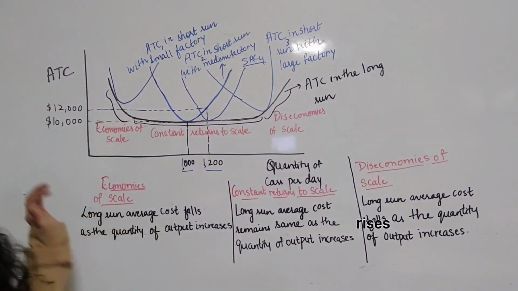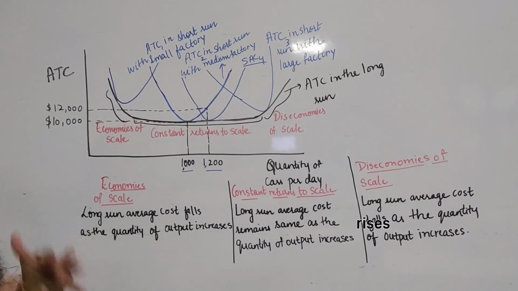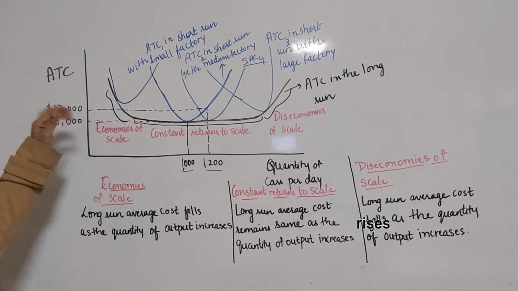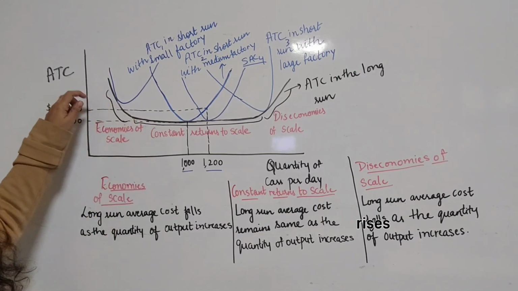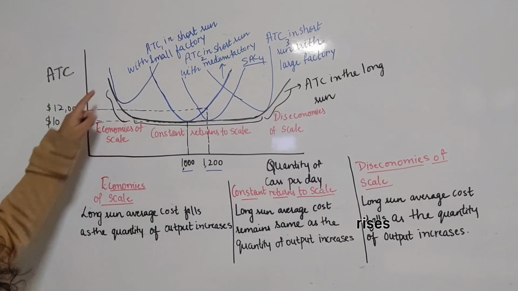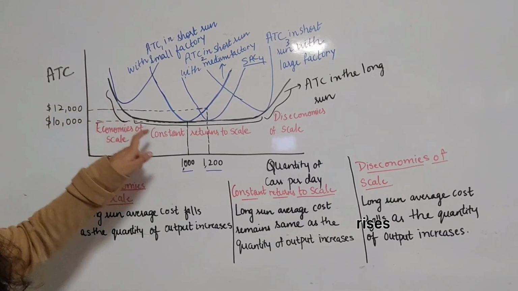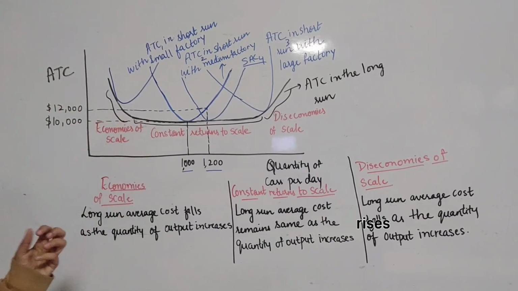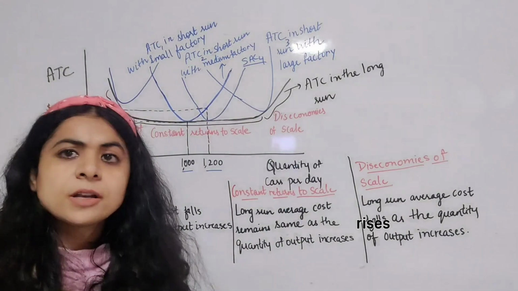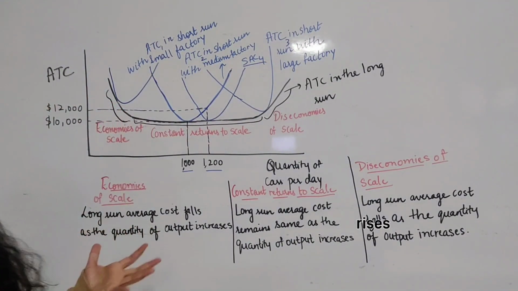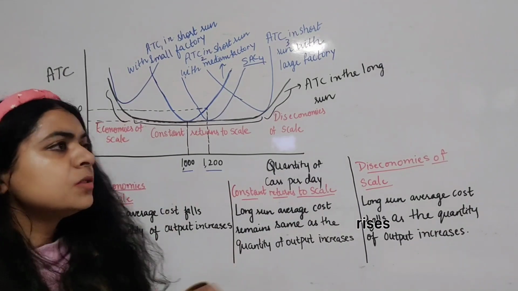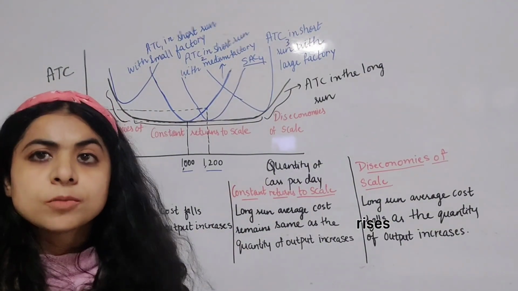When the long run average cost falls, there are said to be economies of scale. Economies of scale refers to the property where long run average cost falls as the quantity of output increases. So initially, as we can see here, when there are economies of scale, the average cost falls. These economies may be internal or external, like managerial economies, production economies, technical economies, or marketing economies. There are different types of economies of scale.